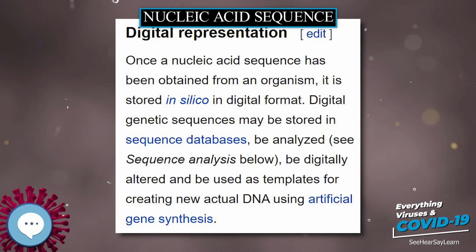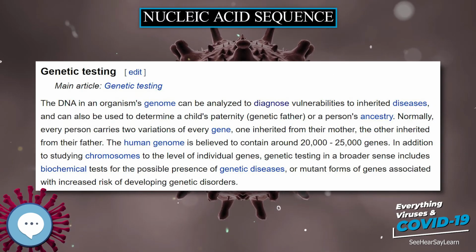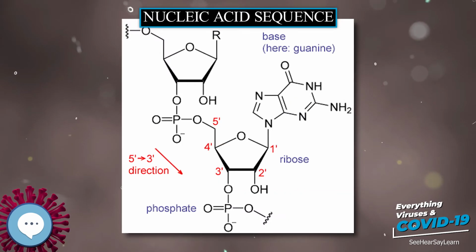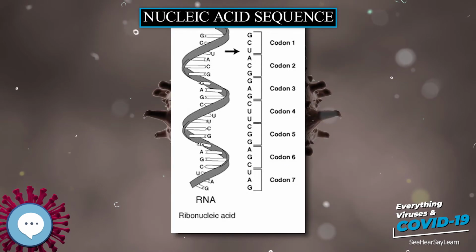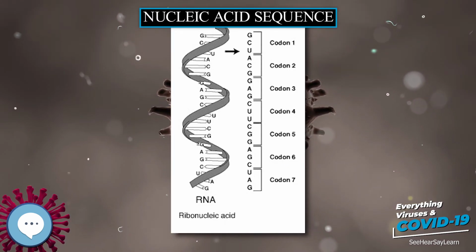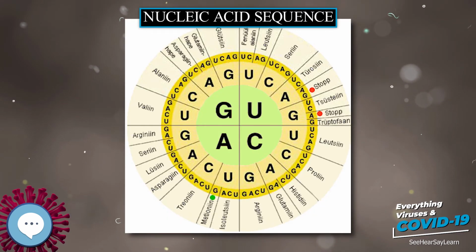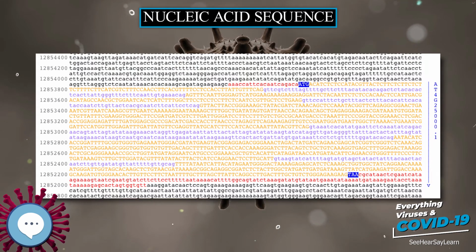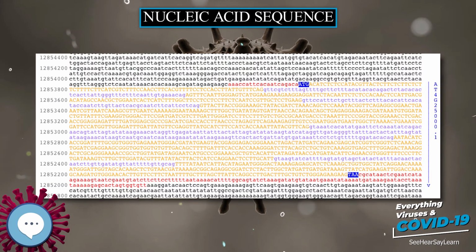Digital representation. Once a nucleic acid sequence has been obtained from an organism, it is stored in silico in digital format. Digital genetic sequences may be stored in sequence databases, be analyzed, see sequence analysis below, be digitally altered and be used as templates for creating new actual DNA using artificial gene synthesis. Sequence analysis. Digital genetic sequences may be analyzed using the tools of bioinformatics to attempt to determine its function.